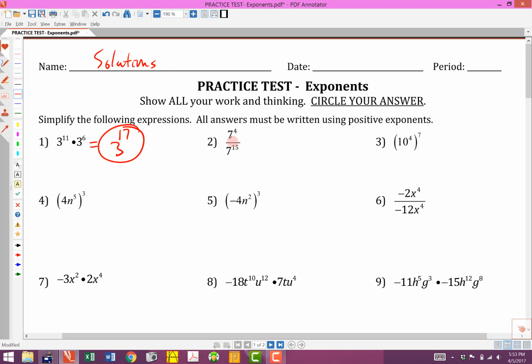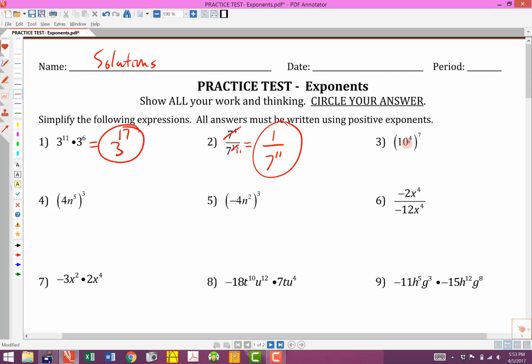We've got a division problem, but the bases are the same, so that makes it nice. We're going to use subtraction in order to solve this. There are 4 7s on the top and 15 on the bottom. These 4 are going to cancel with 4 of those, so that's going to leave 11 on the bottom. So we have 1 over 7 to the 11th. We'll circle that. We're done with that one.